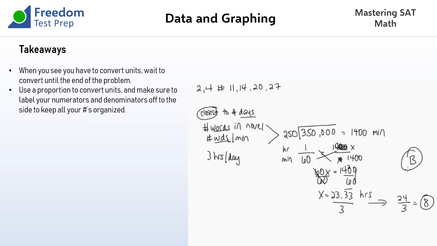Okay, it's a little hairy. It's okay if you decided to not do that problem, but it is a converting units problem, and it's also data. I put it under data, but either way, it's kind of both.